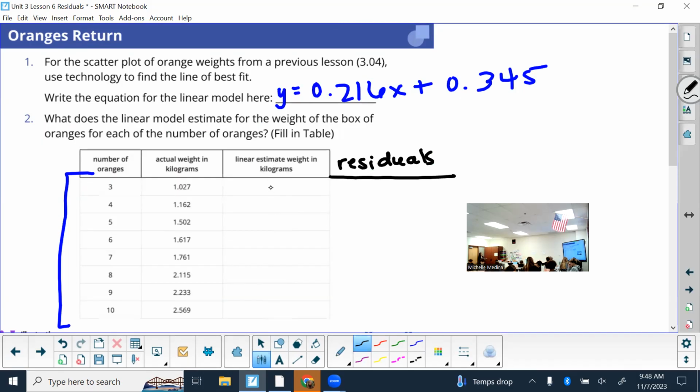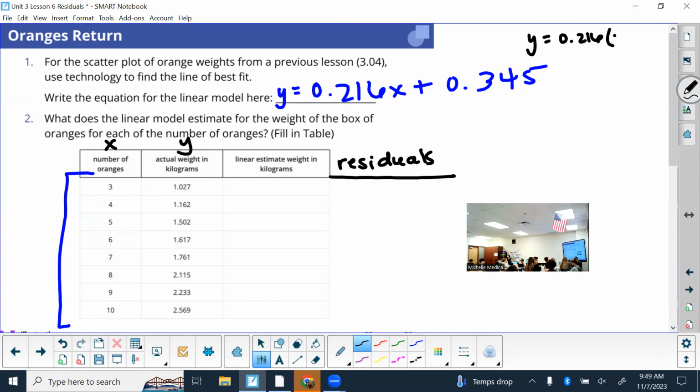But to figure out our estimated values, first know the difference, like what would be X and what would be Y. X is always your independent value. Y is always your dependent value. So the weight of the box depends on how many oranges are in it. To get my estimate, I'm going to plug in each of these X's. So here's some scratch work you should write down so that you can see where we're getting these numbers from later. But we're doing 0.216 times X.